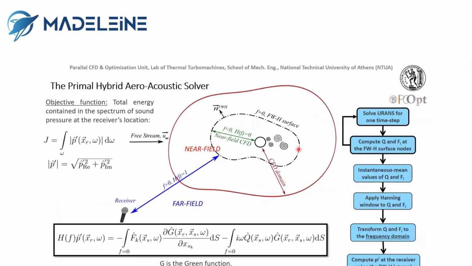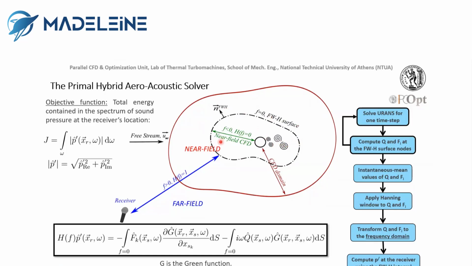The idea of the hybrid tool is as follows. The unsteady Reynolds-averaged Navier-Stokes equations are solved in the near field. This is the red CFD domain. Inside this domain, we are placing the Ffowcs Williams and Hawkings surface, dashed black line, which includes the sources of noise. In our case, the Ffowcs Williams-Hawkings surface coincides with a grid surface that does not change during the optimization.